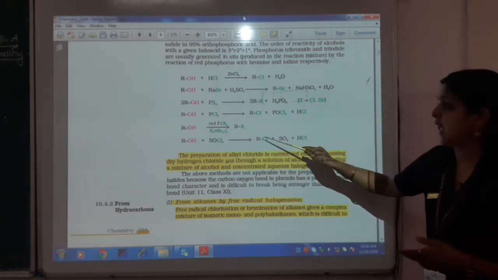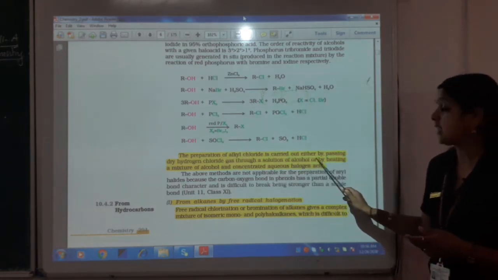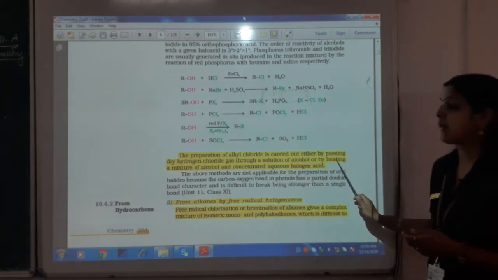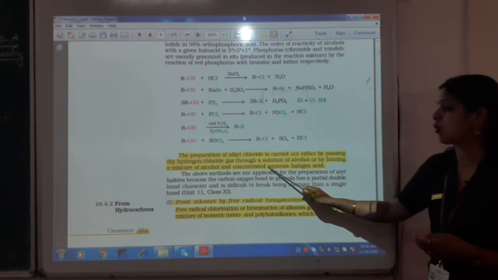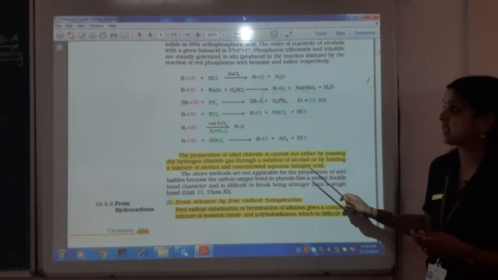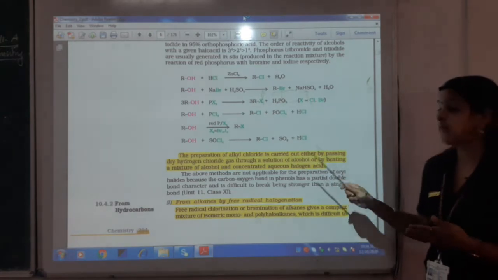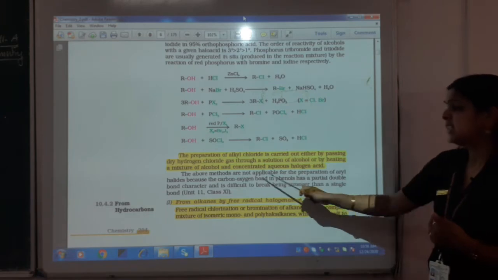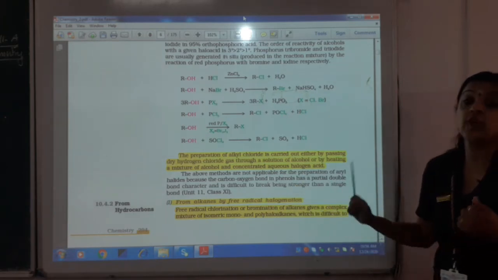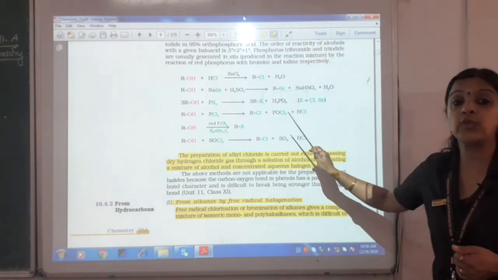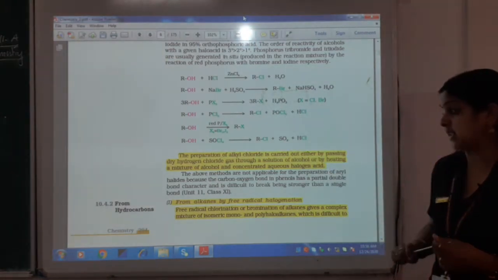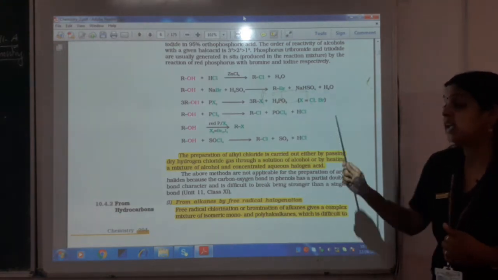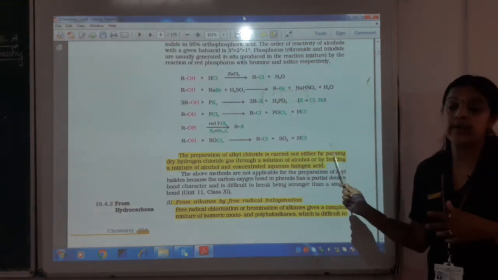The preparation of an alkyl halide is carried out either by passing hydrogen chloride gas through a solution of alcohol, or by heating a mixture of alcohol and concentrated aqueous halogen acid. So HCl you can add directly, or by treating alcohol with aqueous halogen acids. See, these are not applicable for the preparation of aryl halides. Aromatic halides you cannot prepare using these methods, because the carbon-oxygen bond in phenol has a double bond character, and this is only for single bonded compounds.